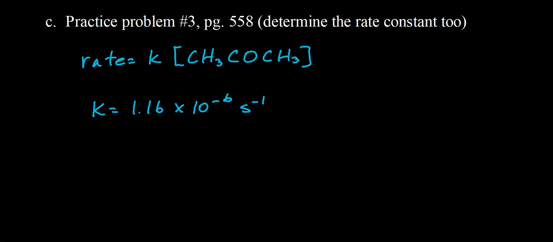Use the data from any trial. We have no iodine to plug into our rate law, so its concentration doesn't matter. And so we end up with a rate constant that has a value of 1.16 times 10 to the negative 6. Units are per seconds. So keep in mind on top you have molar per second. On the bottom you have molar. The molars cancel. What are you left with? You're left with just per seconds.